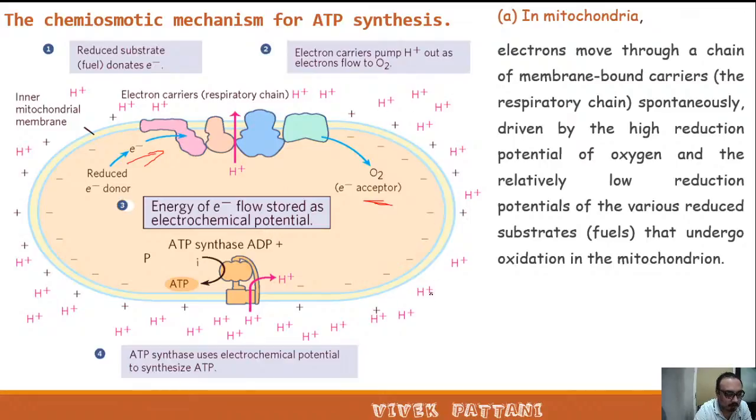You can view clearly that the hydrogen ions will accumulate at the end of the electron transport chain. Now comes the role of the ATP synthase. The energy of electron flow is stored as an electrochemical potential in the form of protons, and the ATP synthase uses this electrochemical potential to synthesize ATP.